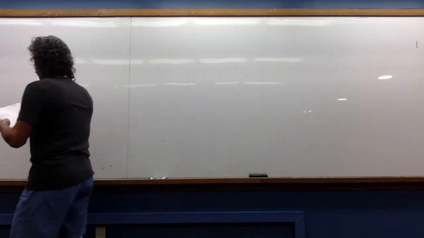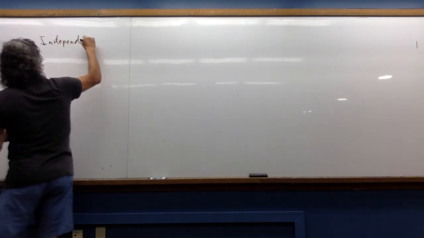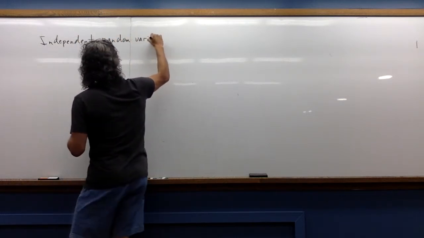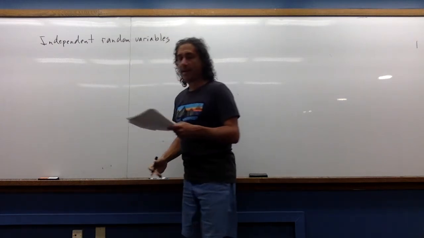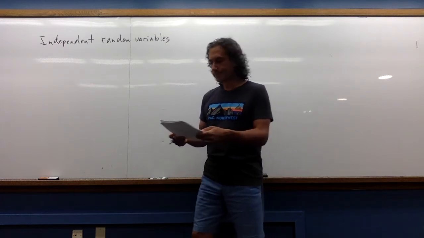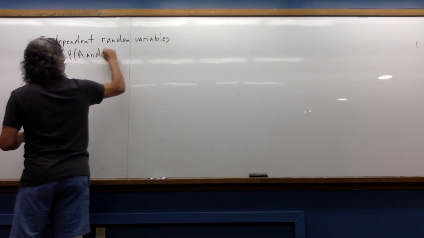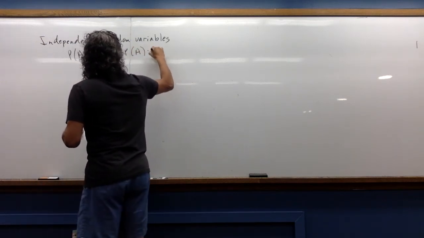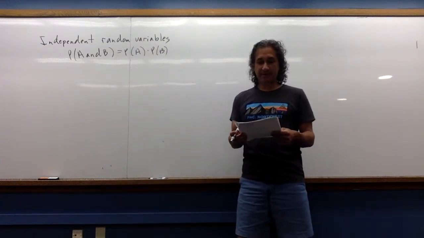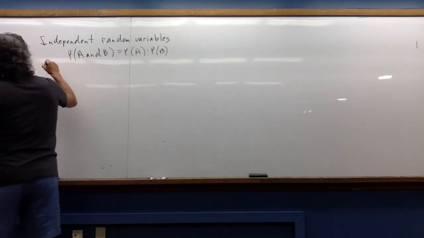So, in particular, let's start studying independent random variables. So you can have multiple random variables. Maybe they're independent, maybe they're not. We're just interested in the case that they are independent. And way back when, we said that if 2 events are independent, then the probability of A and B is the probability of A times the probability of B.